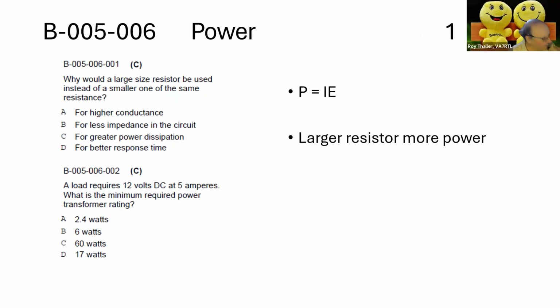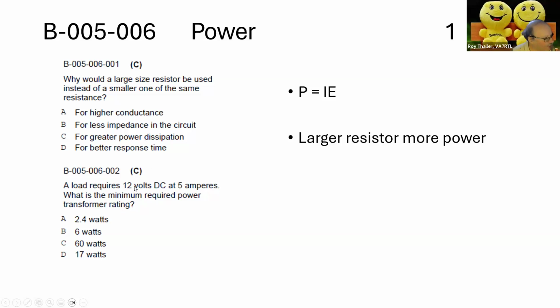Now we're getting into power. So why would a large size resistor be used instead of a smaller one for the same resistance value? And that's because you want greater power dissipation. So C is the correct answer.